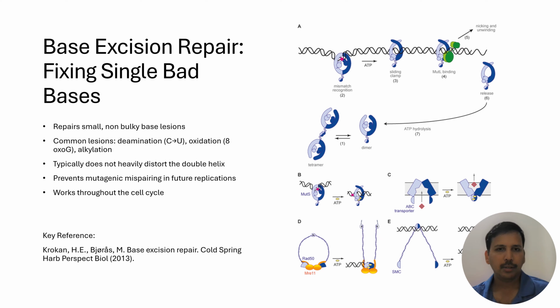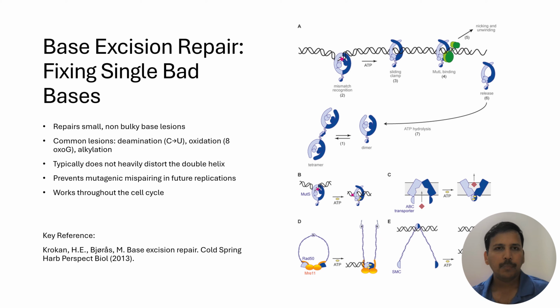Base excision repair (BER) is a system the cell uses when just one base is wrong chemically, but the overall helix is still fairly normal. Examples include deamination of cytosine to uracil, oxidation of guanine to 8-oxo-G, or small alkylations caused by chemicals. These lesions can cause mispairing during replication. For instance, uracil pairs with adenine instead of guanine, and thus leads to point mutations if unrepaired.